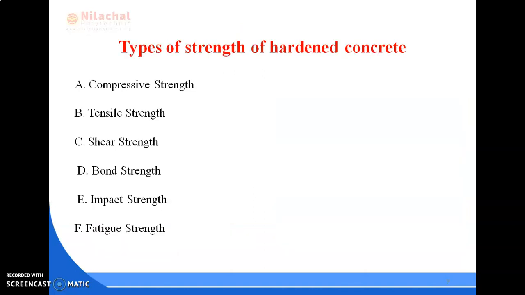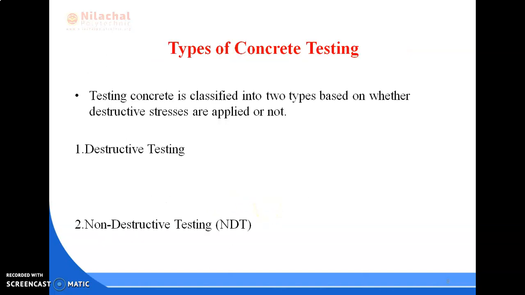Next is types of strength of hardened concrete. So, one strength we have already discussed. One is compressive strength, next is tensile strength, shear strength, bond strength, impact strength, fatigue strength. So, these are some different types of strength which we can find in the hardened concrete.